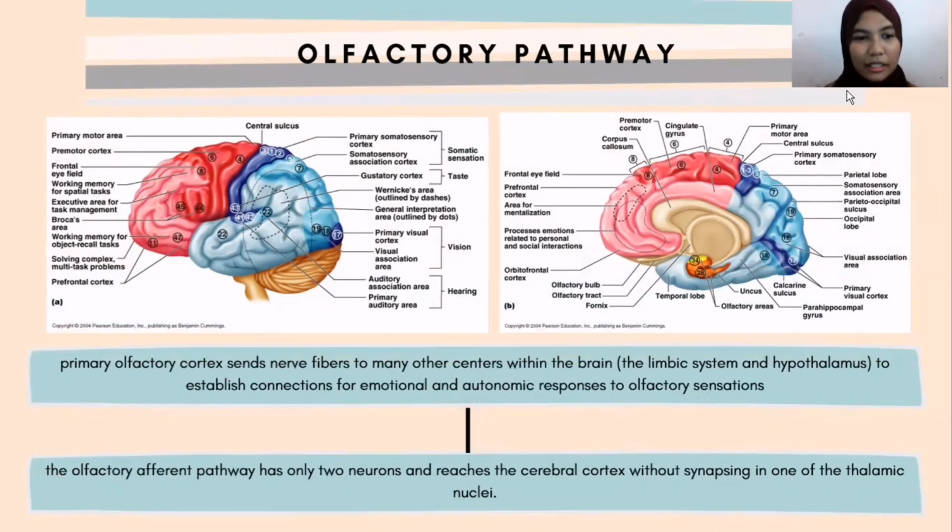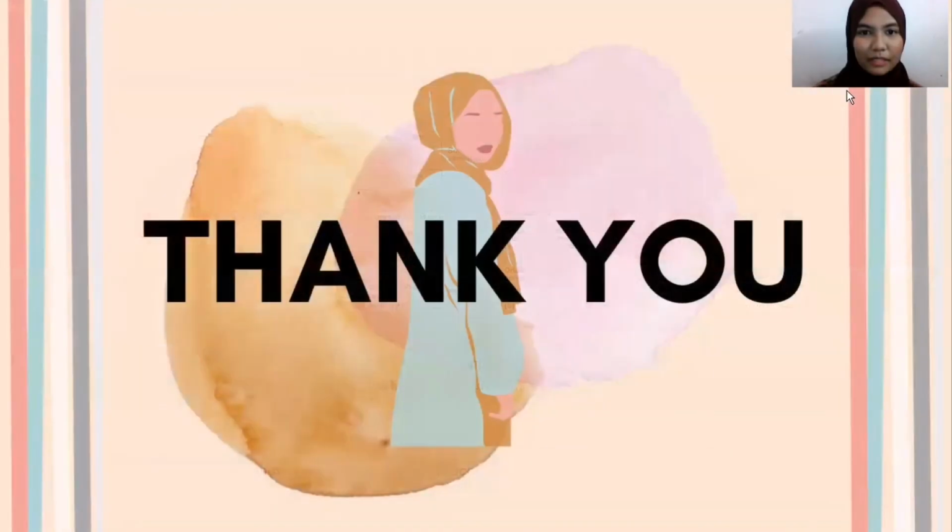And at the end, the olfactory afferent pathway has only two neurons and reaches the cerebral cortex without synapsing in one of the thalamic nuclei. As we know, the thalamus functions as a bridge of information. However, the olfactory pathway does not include it. It sends directly to the brain, not through any bridges, and the information will be received directly. That is all for me.